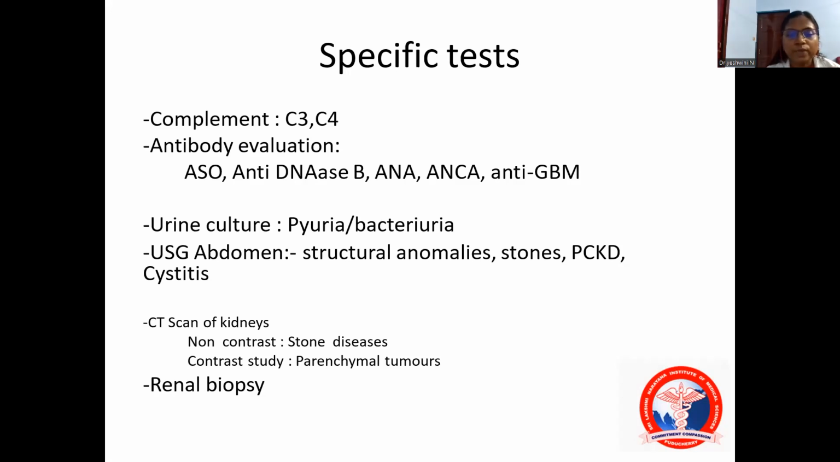Then you do USG abdomen to find out if there are structural anomalies, stones, polycystic kidney disease, or cystitis. A CT scan of the kidneys you do to diagnose some tumors or stones or calculi. Then at last you have to do a biopsy to find out the cause. In all hematuria you don't do a biopsy, but there are indications where you do a biopsy for a renal disorder.